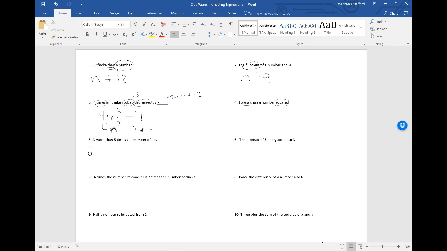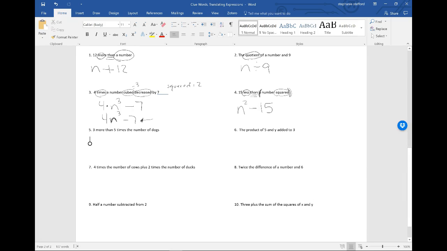So, but there also is this clue word. So I know I'm going to subtract, but then this back part has to come first. So a number squared comes first, 15 goes last.